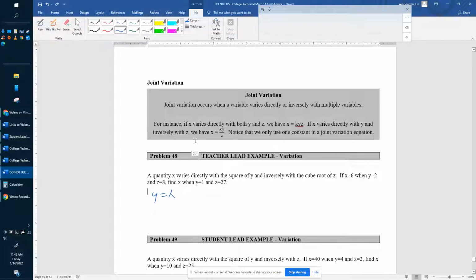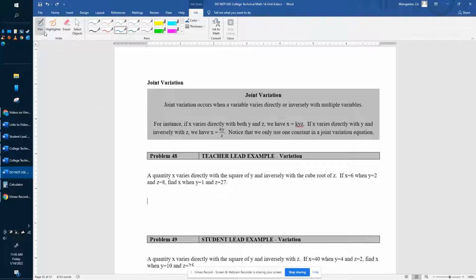Well, except in this case, because they mixed up our variables on us. So it's going to be the quantity x varies directly with the square of y equals k. Never forget that k is important. So it varies directly with the square of y, so that means multiplication, and inversely with the cube of z. Inversely means division. So that's going to be our starting formula.